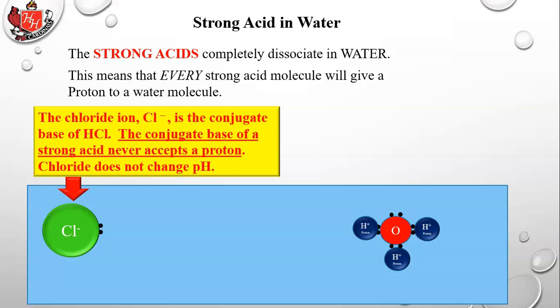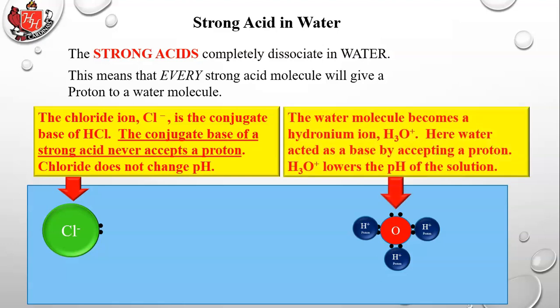I refer to chloride, or the conjugate base of a strong acid, as a fake base. Technically, it is the conjugate base of hydrochloric acid because they differ by that one proton. However, since chloride will never take back a hydronium ion, a proton, and that's the definition of a base, that it accepts a proton, then really it doesn't ever act as a base, even though it is technically a conjugate base of a strong acid. So I call that a fake base.